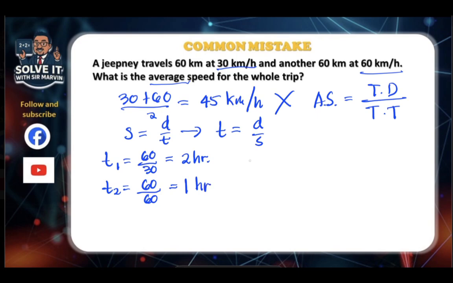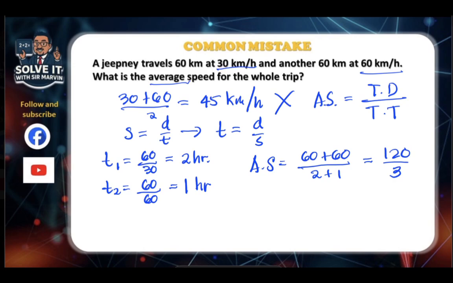And so the average speed will be the total distance traveled. In this case, the total distance traveled is 60 kilometers plus 60 kilometers divided by the total time it will take to travel the whole distance. So we'll have 2 plus 1, which gives us 120 over 3.